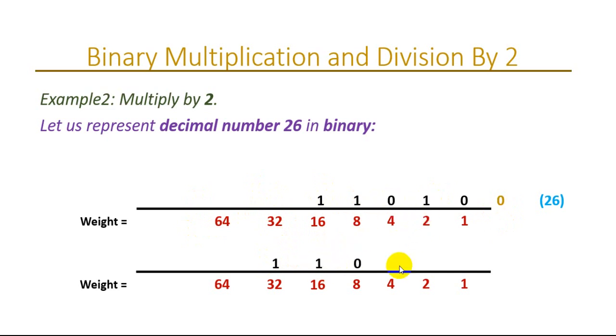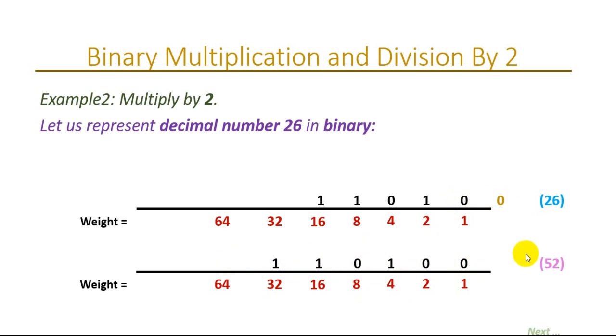This one will come here. This 0 will come here, leaving room for the newly added 0 to come to the last digit. So now when we have this number, let's add this and see: we have 1 32, 1 16 and 1 4, right? So 32 plus 16 will be 48, okay? 48 and 4 is 52.